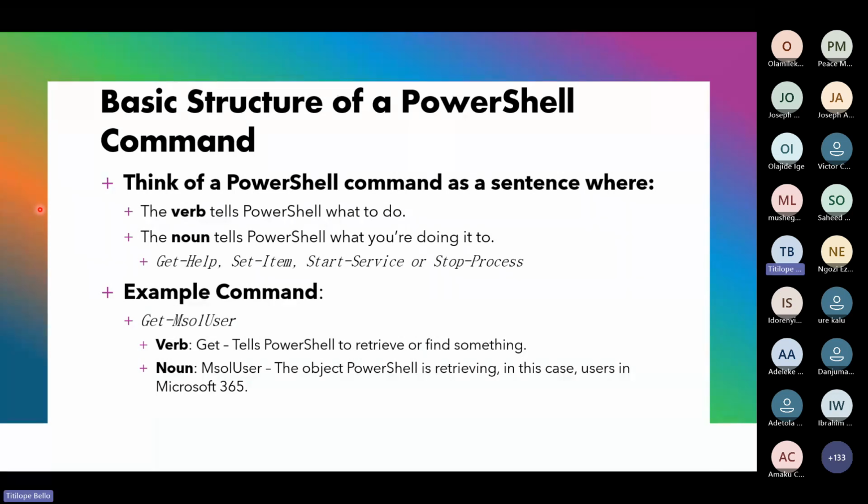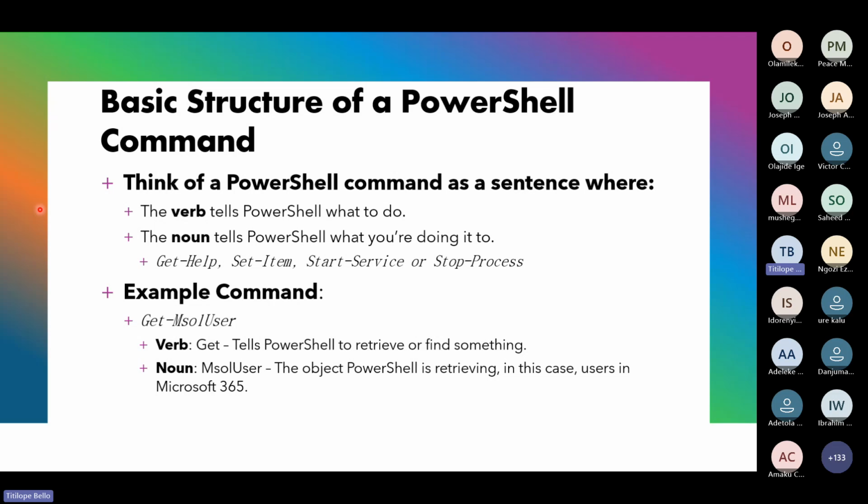Where the verb is like your normal English. Now, normal English, right? When it comes to noun, you know what noun is. Noun can be a name of a person, animal, place, or thing, right? So the command combination is mostly verb and noun. A verb is an action word.